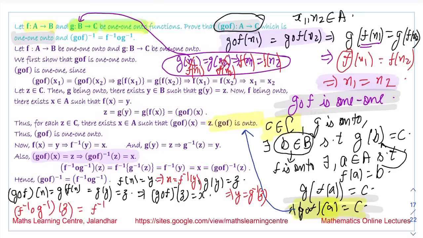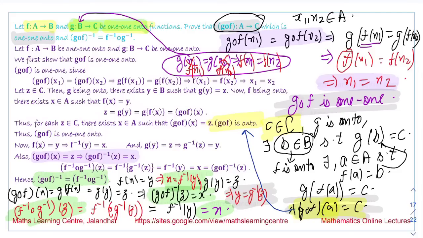Now if we calculate the value of f inverse of g inverse of z, what is g inverse of z? We have already seen that it is equal to y. So this is equal to f inverse of y. And what is f inverse of y? The value we have is equal to x. So gof inverse of z is equal to x, and f inverse of g inverse of z is equal to x. It means both these values are equal. So this implies that gof inverse is equal to f inverse of g inverse.